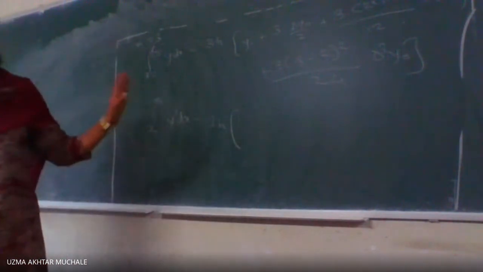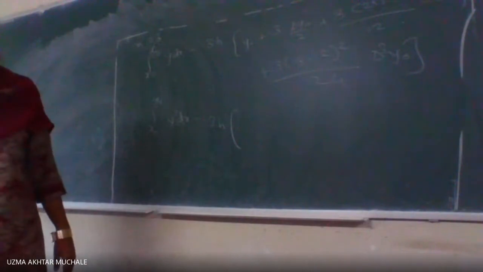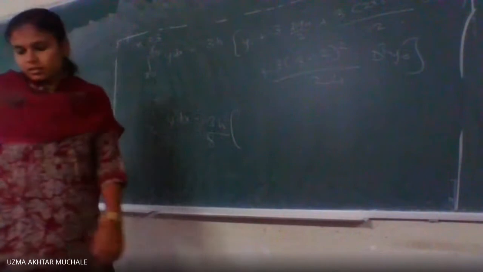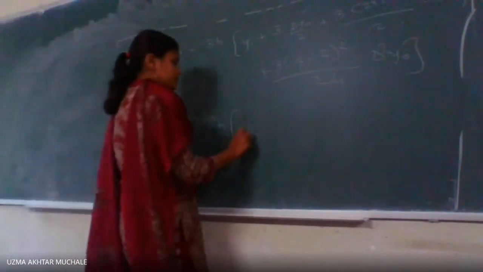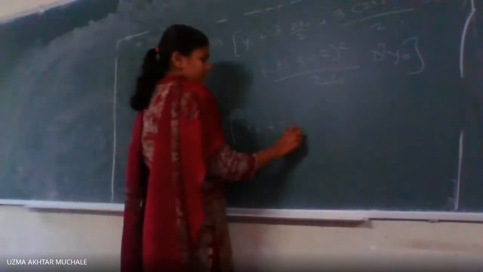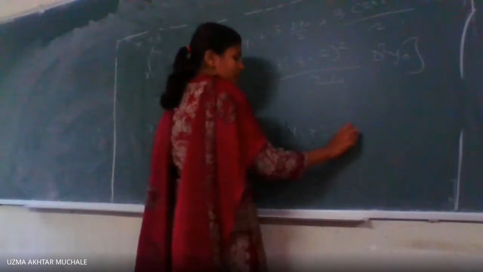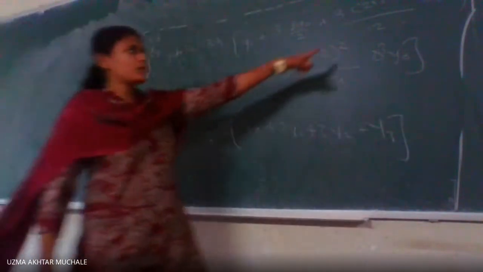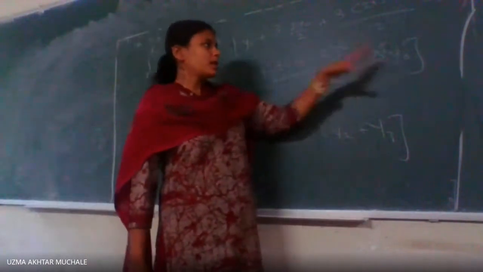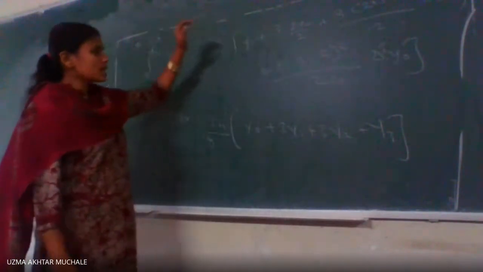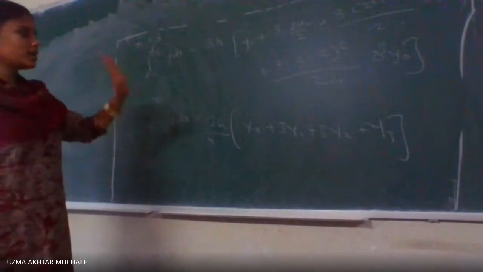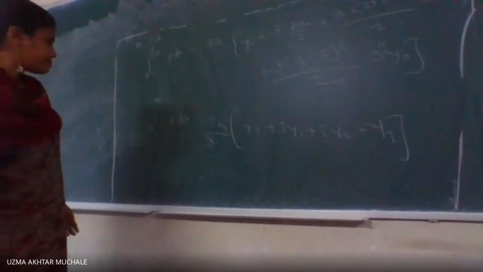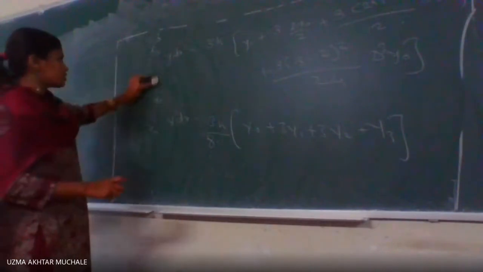If you evaluate this formula, finally we get the result 3h by 8 into y naught plus 3y1 plus 3y2 plus y3. Just evaluate this. You know the formulas for delta square, delta cube. Just write down all those formulas and take the LCM. After taking the LCM, you will get the result. Okay. So this is from x0 to x3.